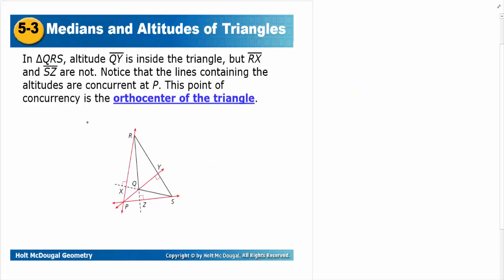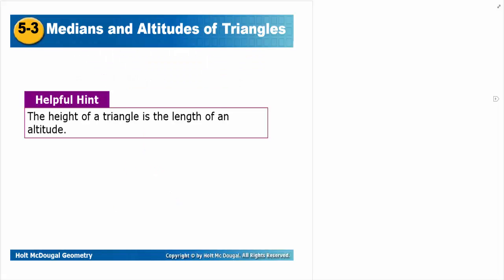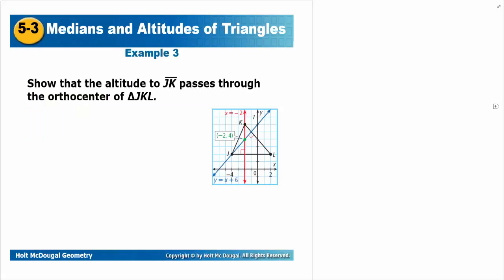All right, so dealing with the medians, I already talked about the phrase orthocenter, so I'm going to skip this slide. And again, the height of a triangle is the length of an altitude. Those are the same thing. That's all it's really saying. Height and altitude are equal to each other. And here we go. This will be our last example.